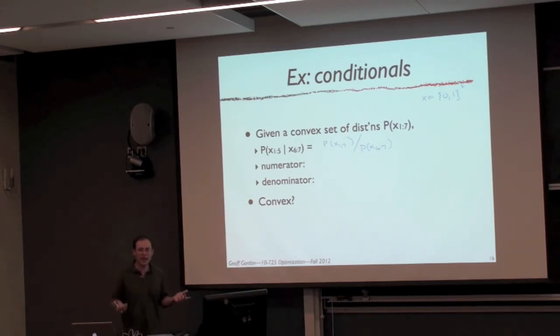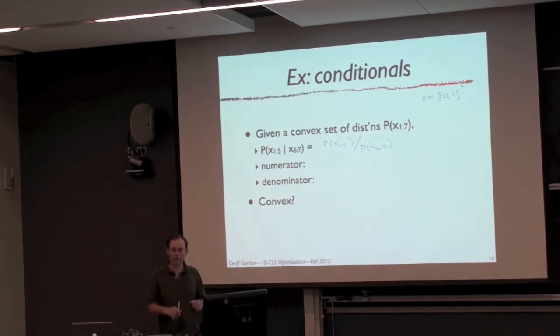Right, and so I'm thinking of this now as a vector with 5 components. I'm getting the conditional probability distribution over x1 through 5 for a particular fixed value of x6 and x7. And so the numerator and denominator are both affine functions of a convex set, so they're both convex. And so I can think of this as a perspective function. I just divide some component of a convex set by the remaining last component, and then drop that last component. Okay? So this is a use of the perspective function.